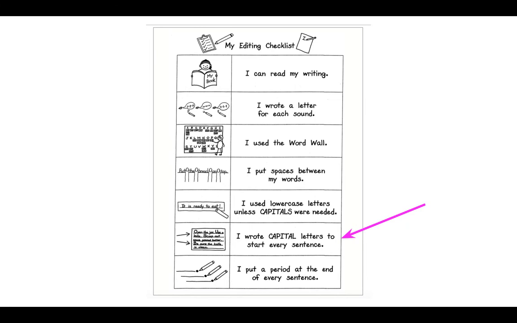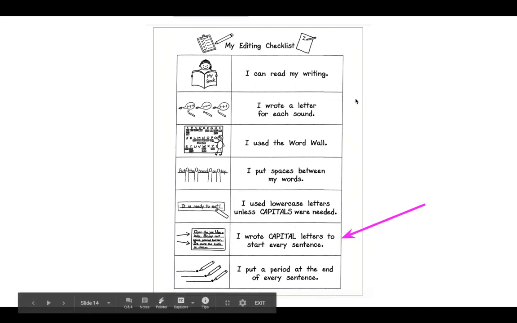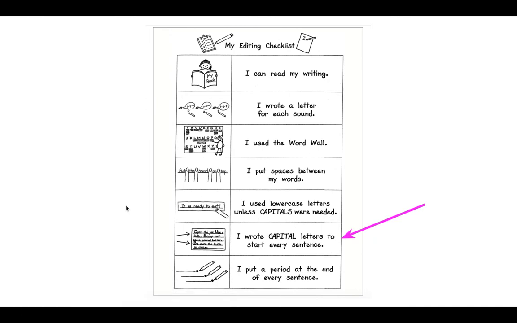Today, I want you to use this editing checklist to fix up your how-to writing. You can take out a piece of writing that you've already completed from this week or last week, or you can start a brand new how-to book today, and then you can take out your editing checklist and you can go through one, two, or how many ever of these items you want and fix up your writing to be really awesome.